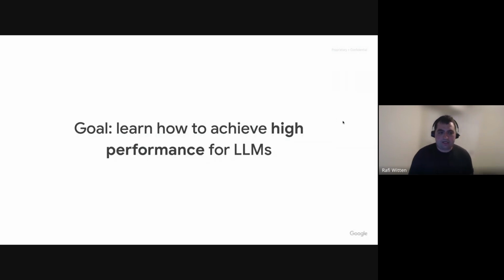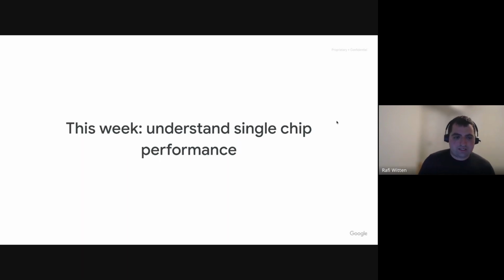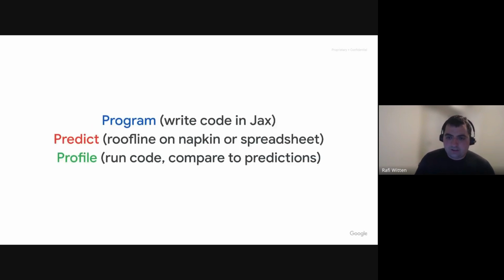So again, our goal is to learn how to achieve high performance on LLM workloads. This week, we're going to go really deep into single chip performance. In future sessions, we'll build this up to understanding multiple chips, hundreds, thousands of chips, and the tools there. But this week, we're starting with a single chip, and we'll discover that the tools we need for that are really the same as the tools we need for thousands of chips. As always, the three things we're thinking about are programming, writing code in JAX, predicting, and profiling. Fortunately, this session, we're going to do all three.